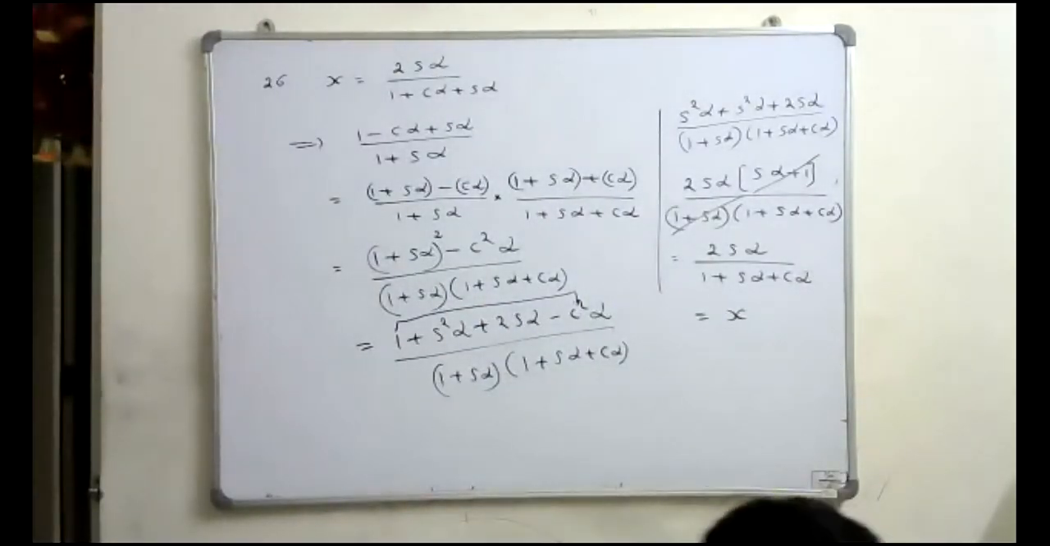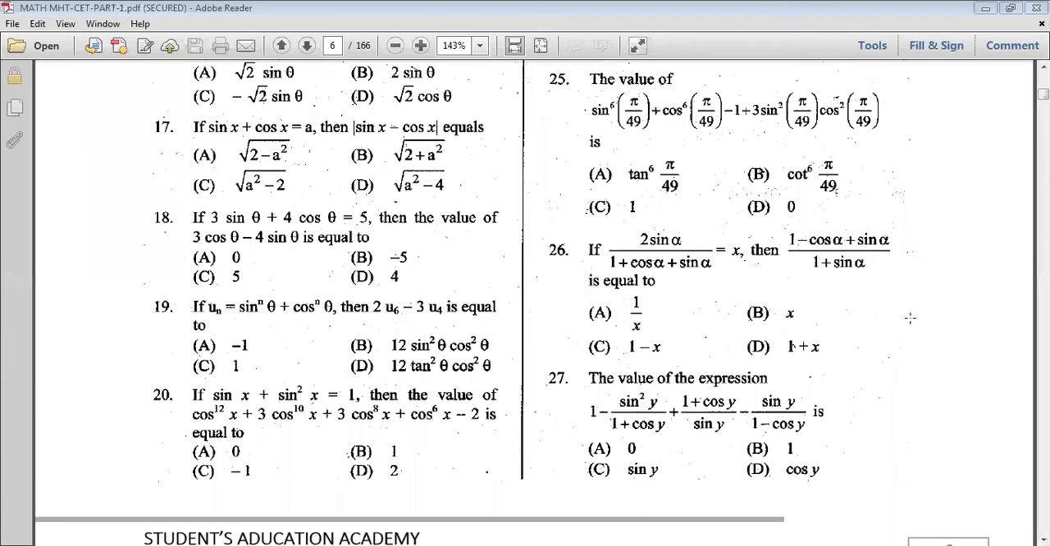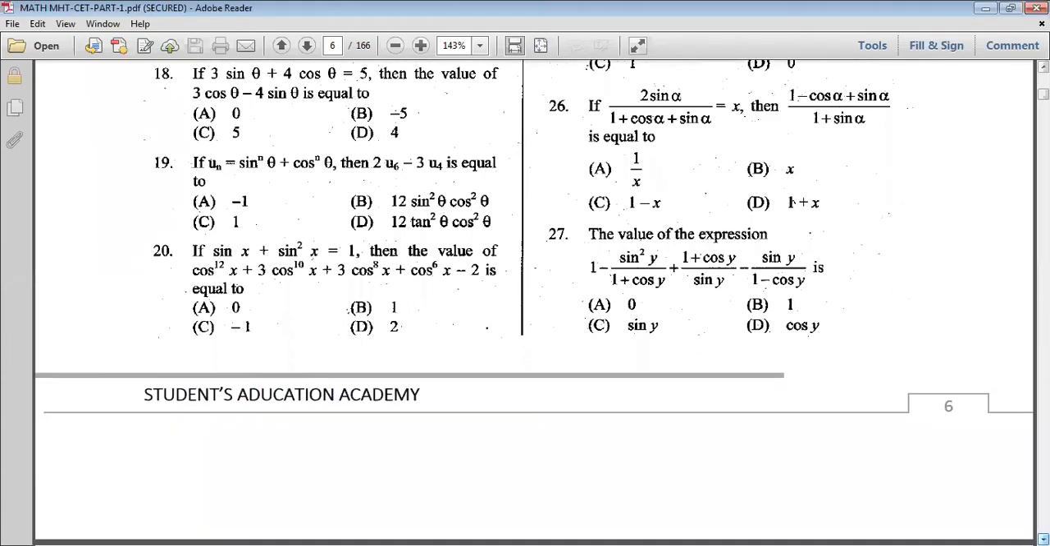Next, look at the next problem. Look at the 27th problem. What is the value of the expression?